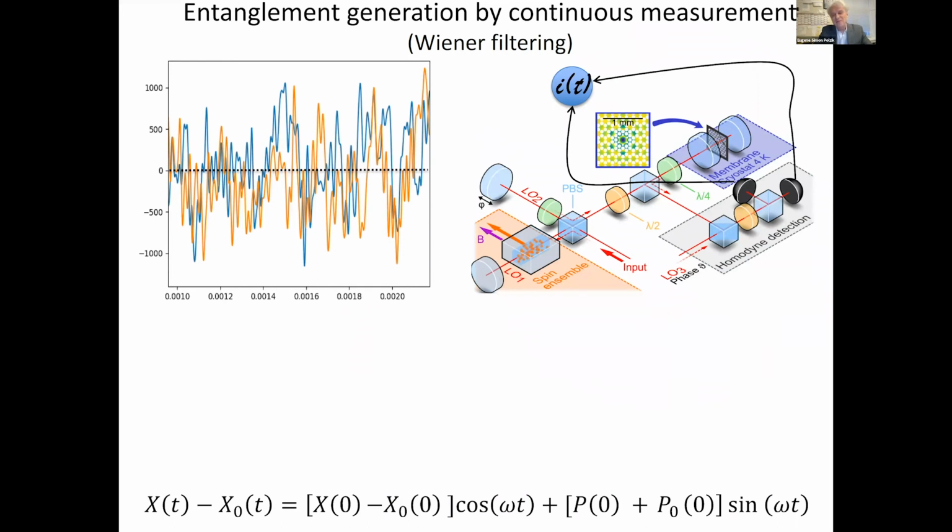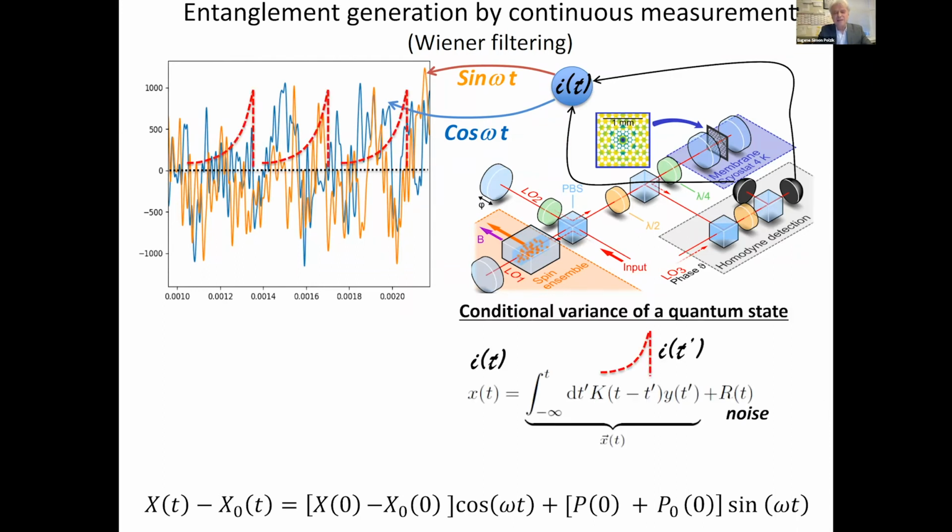I don't think I have much time to explain how we actually do the measurements and confirm the entanglement. We use the signal processing machinery called Wiener filtering. I don't think I have time for that. But trust me that we're measuring on those two oscillators.